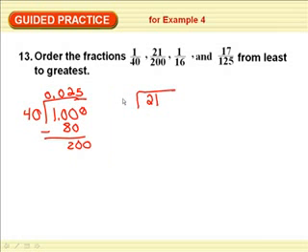21 divided by 200. Goes in there once, which is 200. 10. 200 doesn't go into 100. Add another 1. It goes into 1,000. That would be a 5.